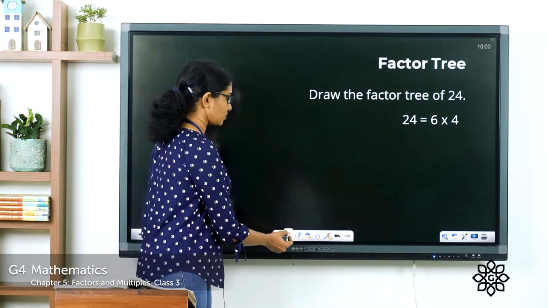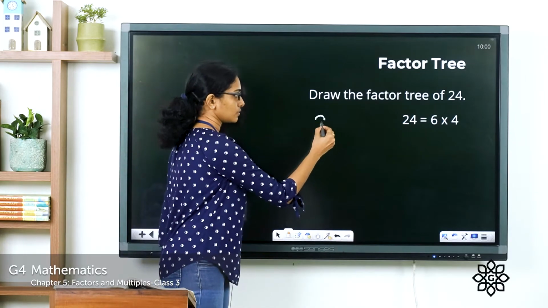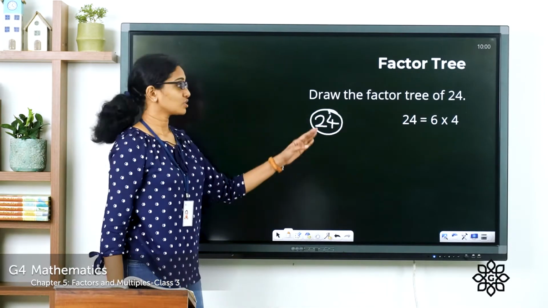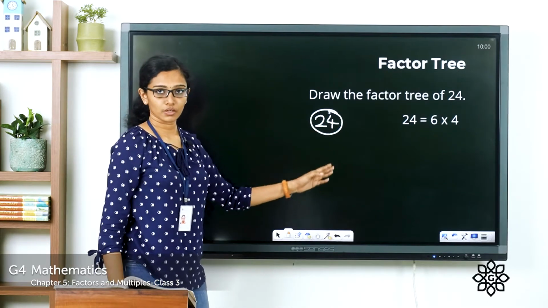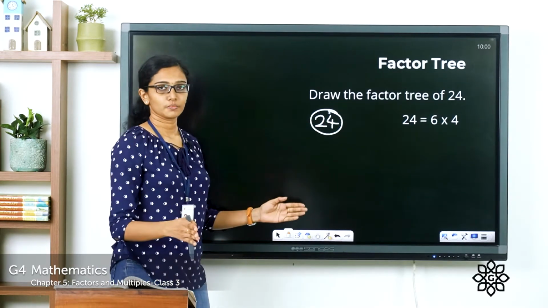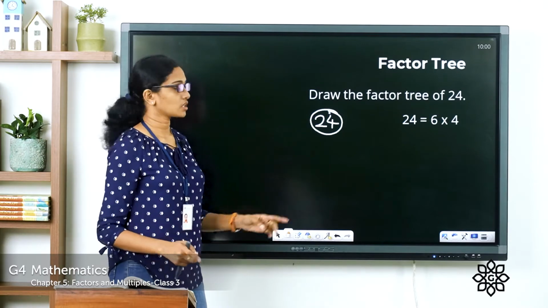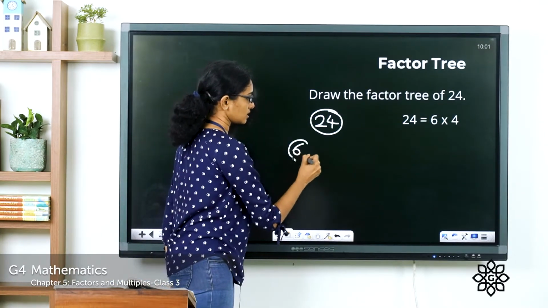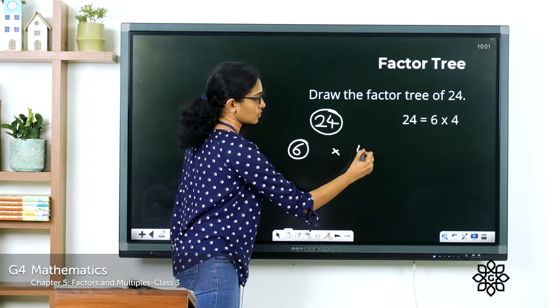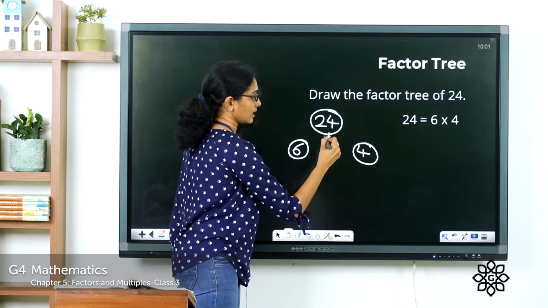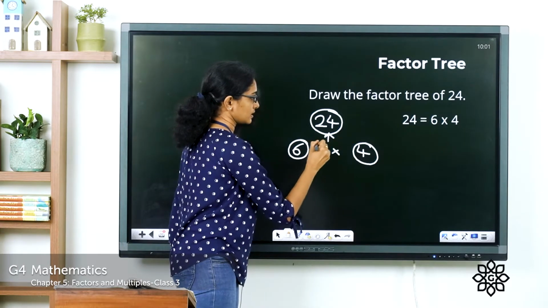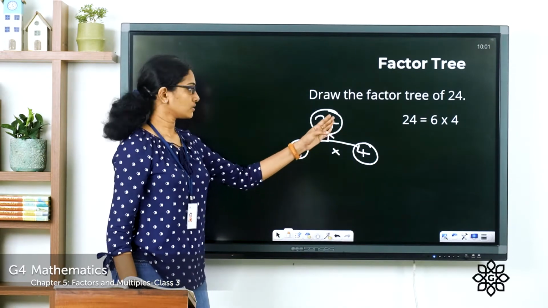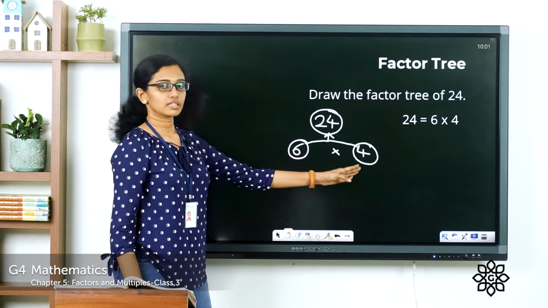First, you have to write the given number, which is 24, in a circle. So this number is the one that we are going to factorize or break down in terms of its factors. So 24 is, as per this, 6 into 4. So let's represent the factors like this. So we have broken down this 24 into 6 into 4.